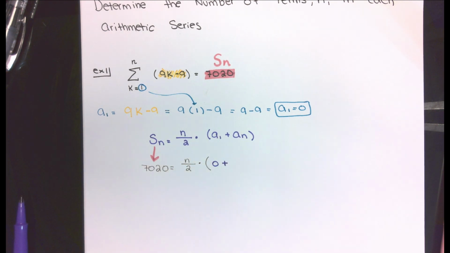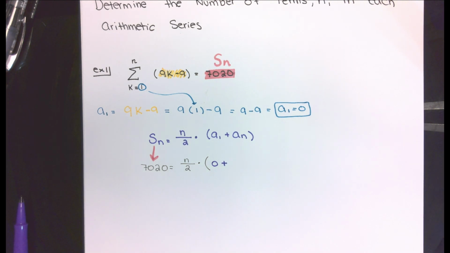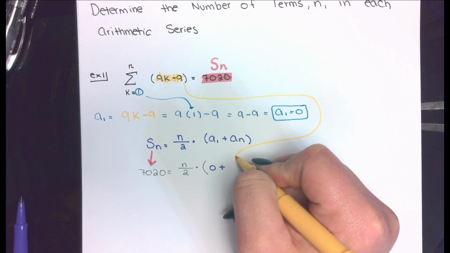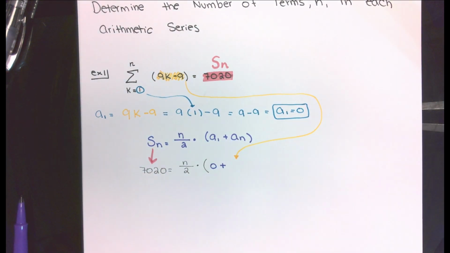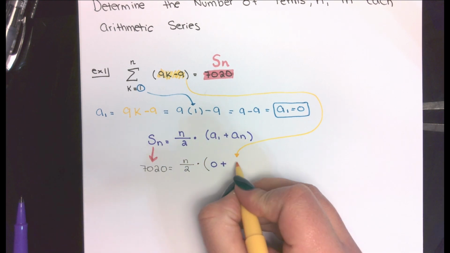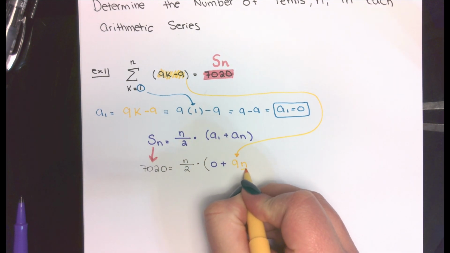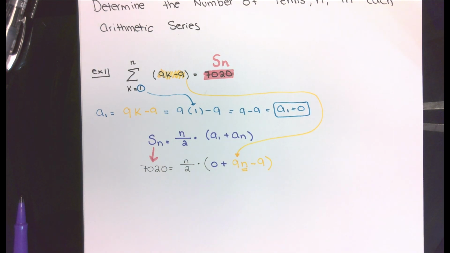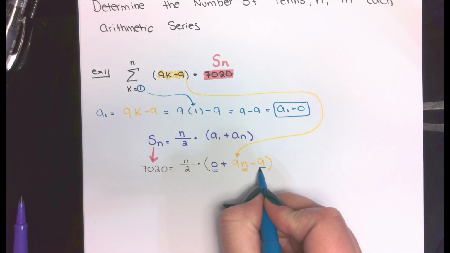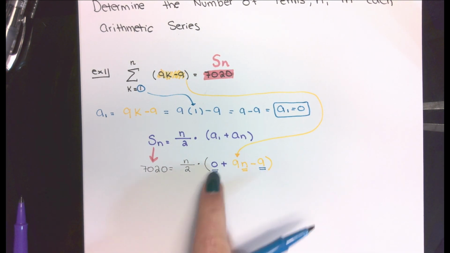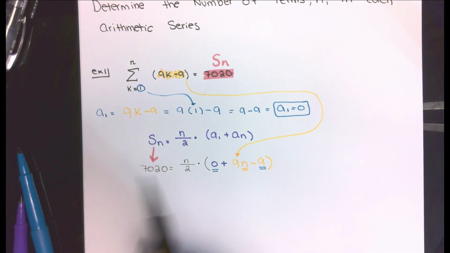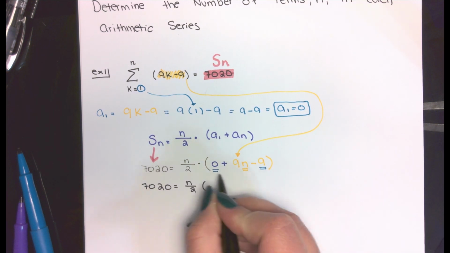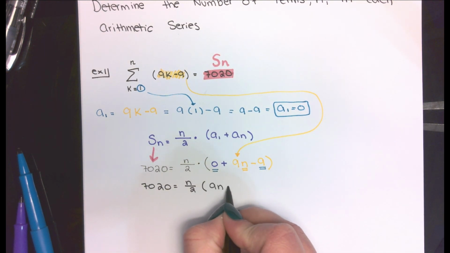And here's where the tricky part happens. That is your a sub n. Now, your a sub n is going to come from this given explicit rule. But instead of using the variable that they give you, you're just going to convert that to an n. So I have a 9n, so now we're changing it to 9n minus 9. From here, when you need to, you're going to combine like terms. So we have a 9 and a 0, negative 9 technically. So we have 7,020 is equal to n divided by 2. Here we have 0 minus 9, which is just negative 9.